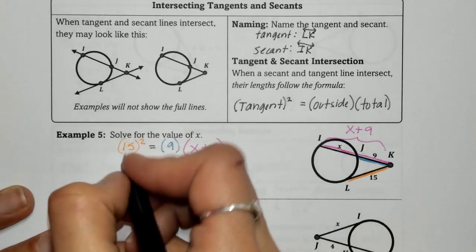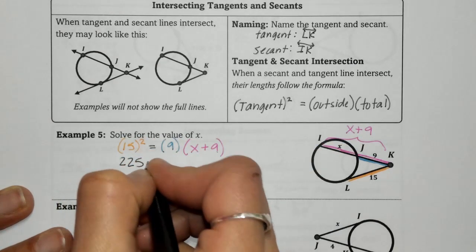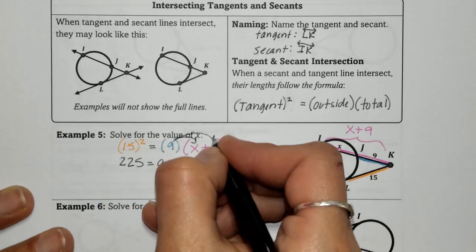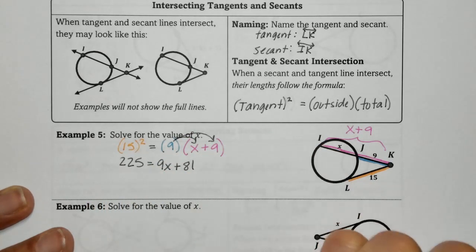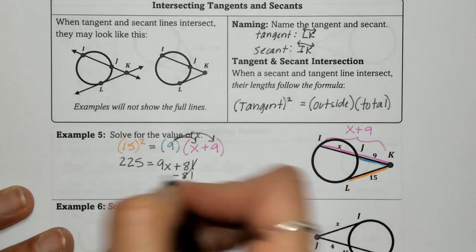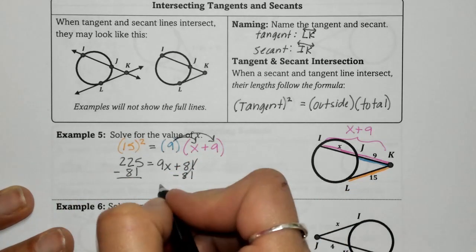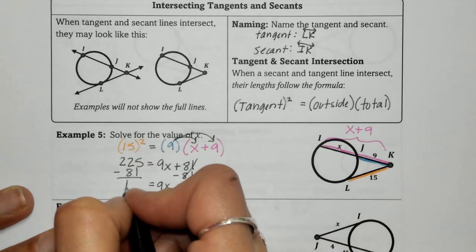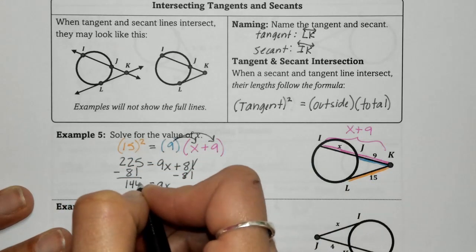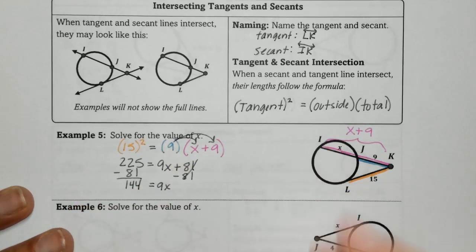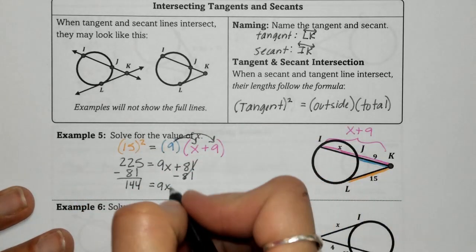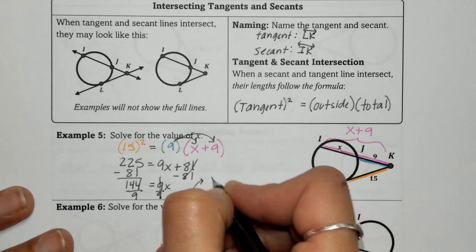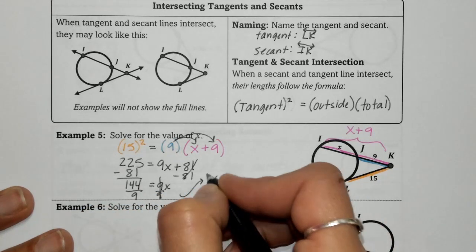When we square 15, we're going to get 225. We're going to distribute to 9x plus 81. Subtract that 81. We're going to get 9x equals 144. Then we divide both sides by 9. X will equal 16.